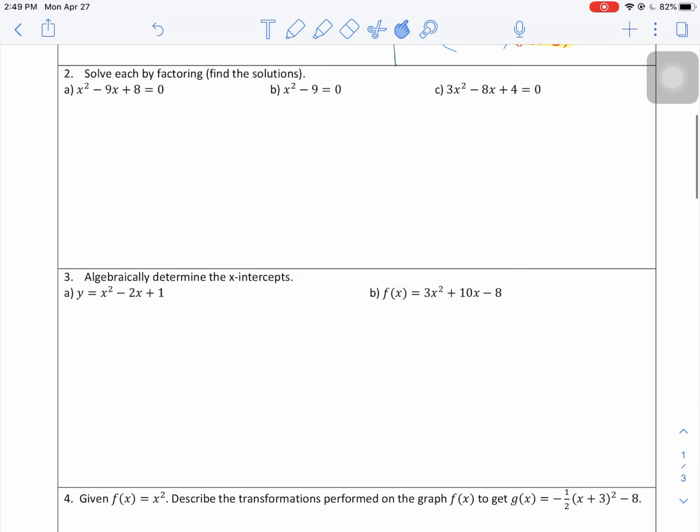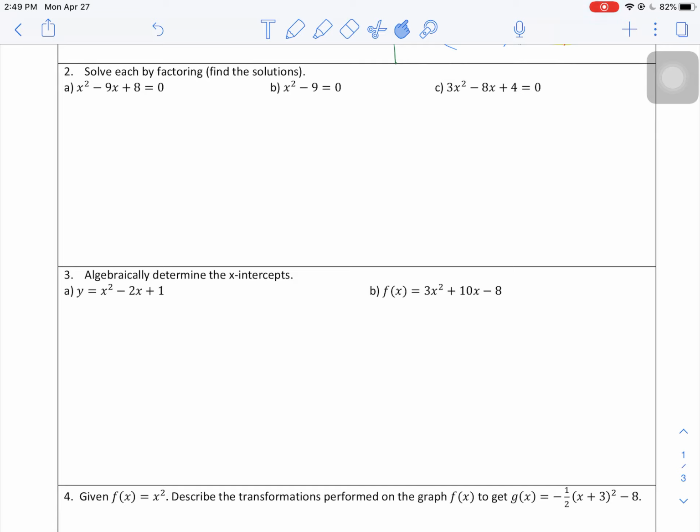Number 2, solve each by factoring, which sometimes might say something like find the solutions to the equation or to the polynomial below. So on part A, everything's already on one side equal to 0. If you ever see a problem like this where you have terms on both sides of the equal sign, you want to get everything on one side and set it equal to 0 before you dive into trying to factor.